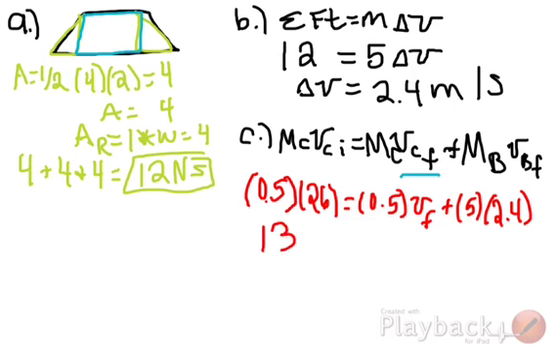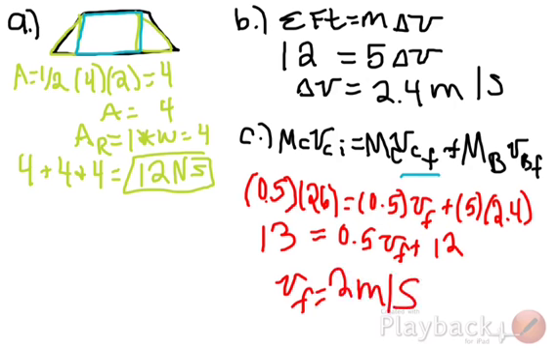We multiply these two together. We get 13. We still have 0.5 times vf. And 5 times 2.4 gives us 12. And when we subtract the 12 over, we get 1, and we divide 1 by 0.5, and we get vf of the cube equals 2 meters per second. Now, the second part of C wants us to determine its direction of travel, if it is moving, and we can tell by the graph and also by the picture it's moving to the right, which is the positive direction.